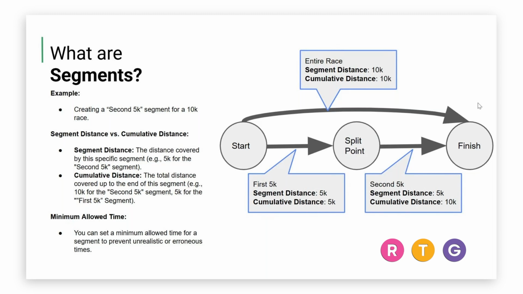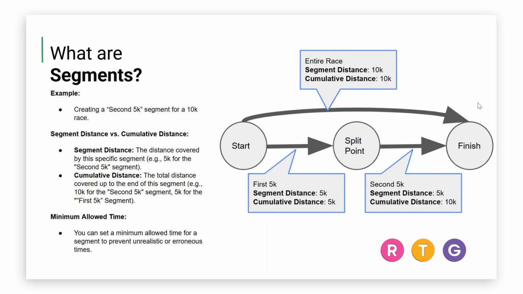A good example is at the bottom here. I've added two segments to this race. I've added one that is the first 5K and one that is called the second 5K. The second 5K has a cumulative distance of 10K because when they complete the second 5K, they've done 10 kilometers in total. Whereas the first one, they've only done 5 kilometers in total. Now you'll notice on the second 5K, the segment distance is 5K because it's saying that this particular segment is 5 kilometers. But at the tail end of it, when they finished it, they've done 10 kilometers in total.